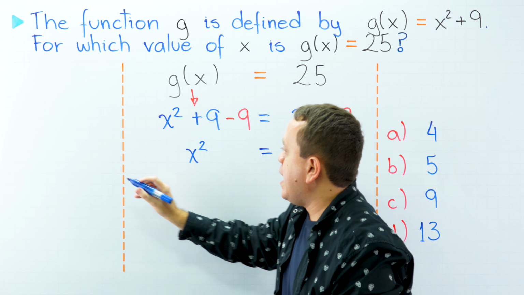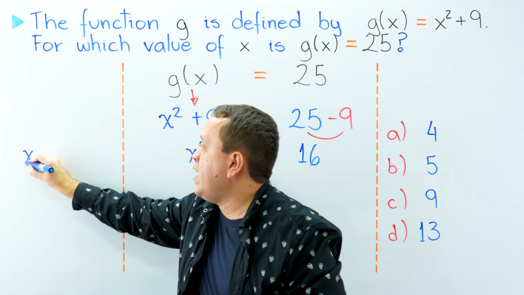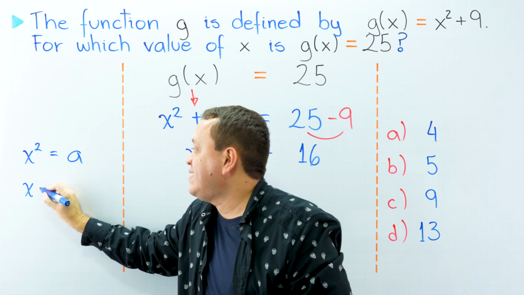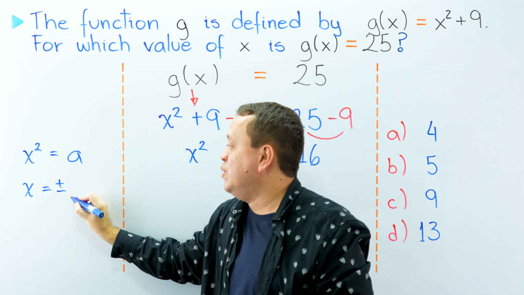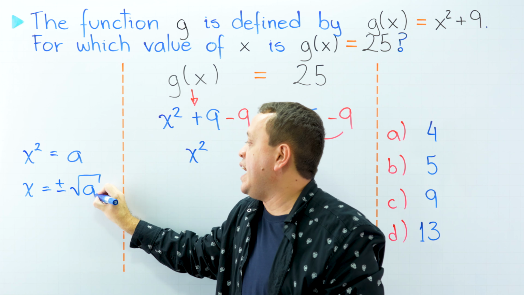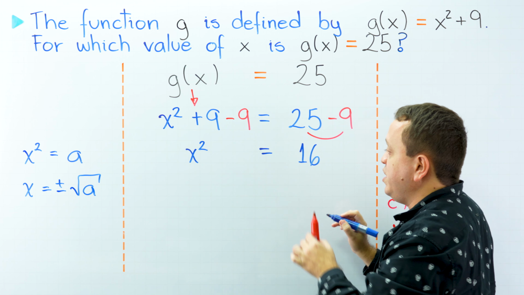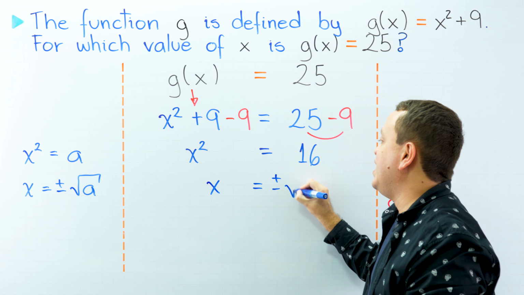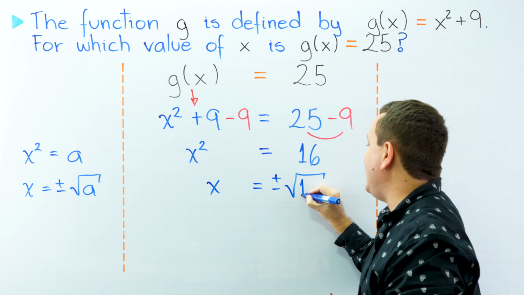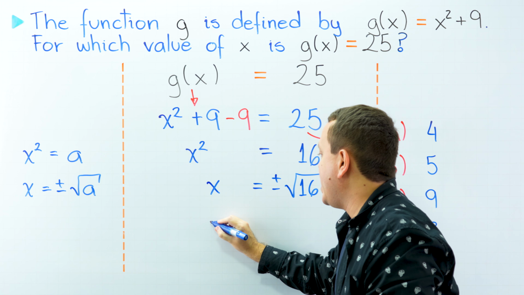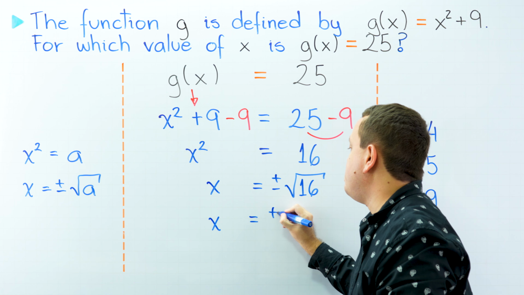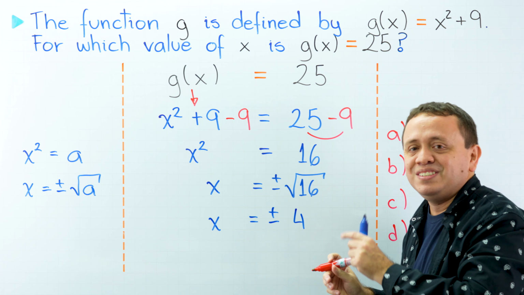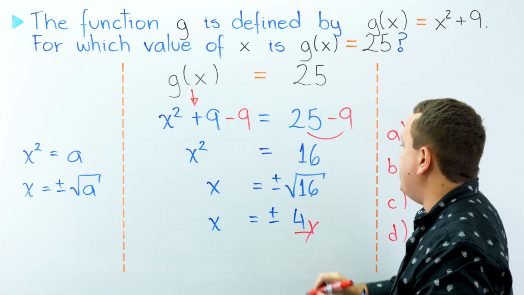At this point, I'm going to remember that if x squared is equal to a, then x is equal to plus or minus the square root of a. If x squared is equal to 16, then x is equal to plus or minus the square root of 16. Nice. Finally, x is equal to plus or minus the square root of 16, which is 4. And here we have two solutions, negative 4 and positive 4.